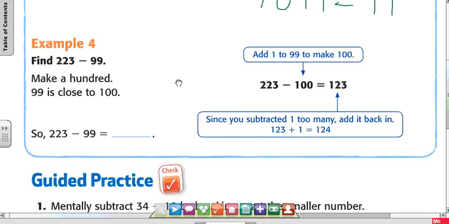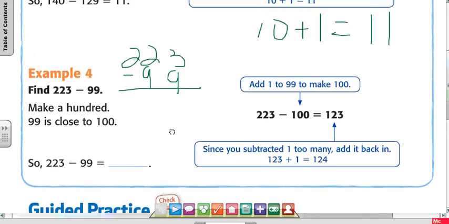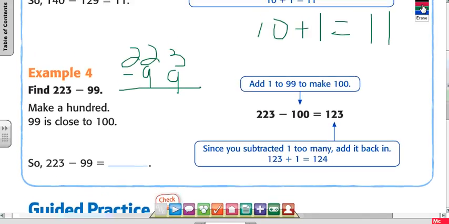So now let's subtract 223 minus 99. Well, I'm going to take 223 minus 99. Okay, 3 minus 9, can I do that? No, I can't. So I have to borrow from the 2, that makes it a 1. So I'm going to borrow that 10.